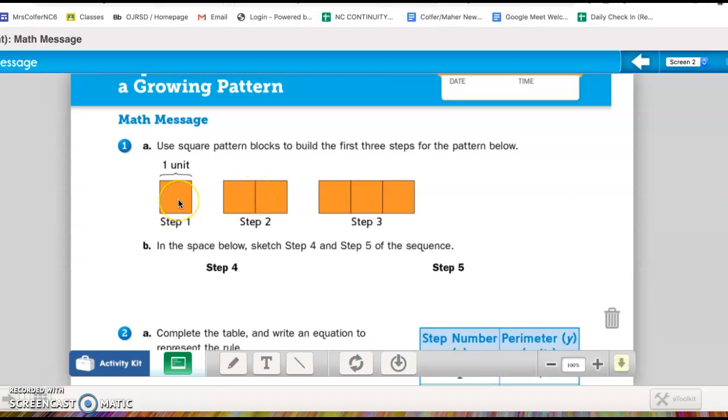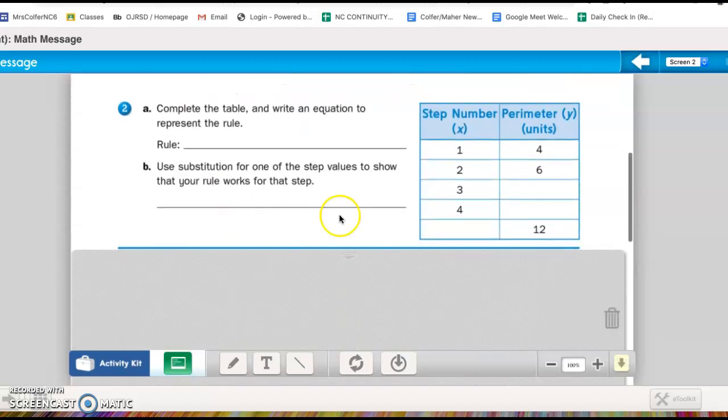So you might think, oh, it's going to be 4 times 2. But when you look at this, it's actually 1, 2, 3, 4, 5, 6. So you actually are losing 2 side lengths in step 2. So that's why you'll see down here that your perimeter is 6 units.